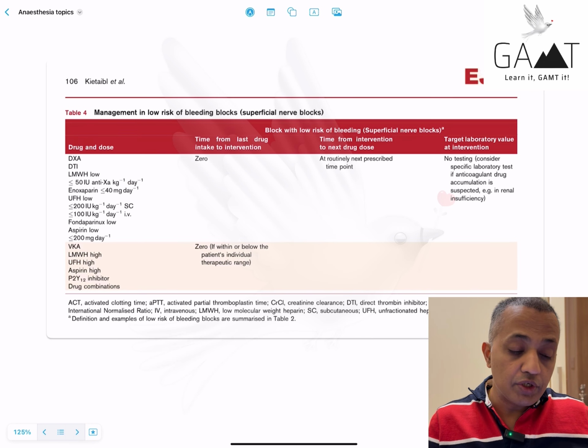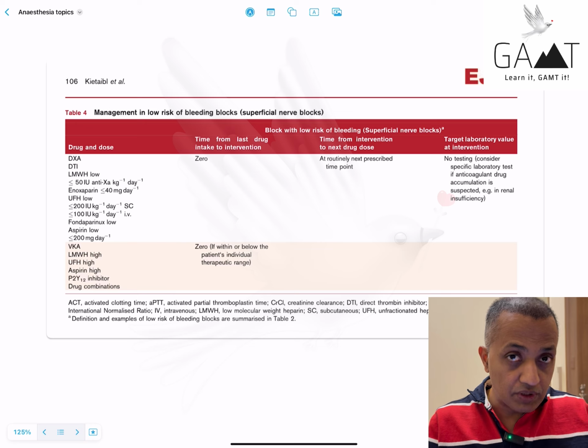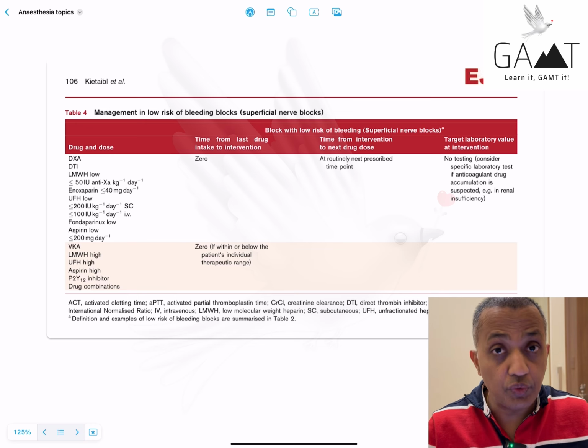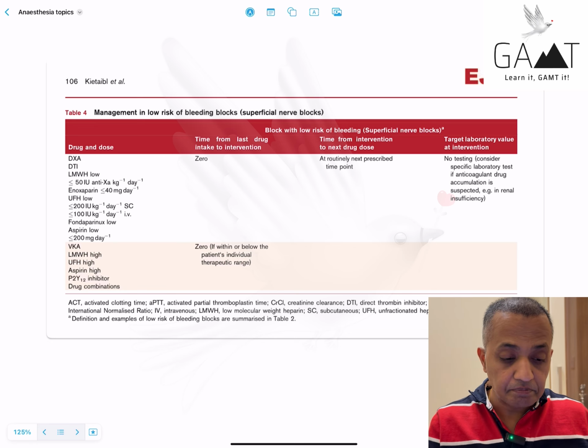We're going to quickly look into management in low risk of bleeding blocks, which are the superficial blocks. Very straightforward. There's no need to wait for the anticoagulants to wear off for the superficial nerve blocks. Okay, that's it.